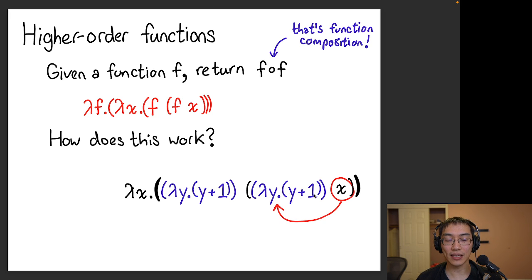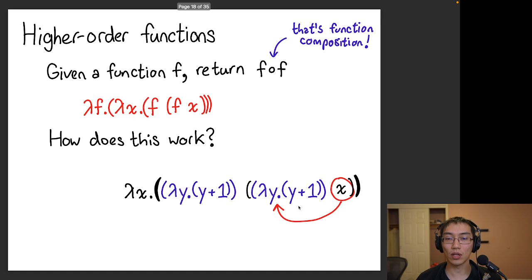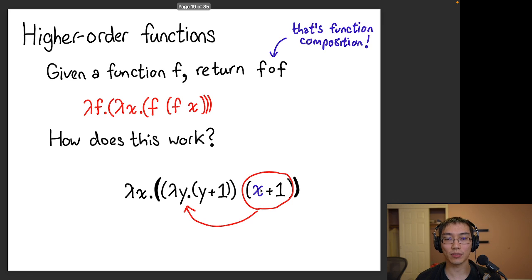So I'm going to take this x, and I'm going to run this function with x. So what am I saying? I've got this function that takes in a y as an argument, and then it returns y plus 1. So I'm going to substitute all occurrences of y with x, and that gives me x plus 1, because there's a y, now it's an x, so it's x plus 1. And I'm going to go ahead and do that again.